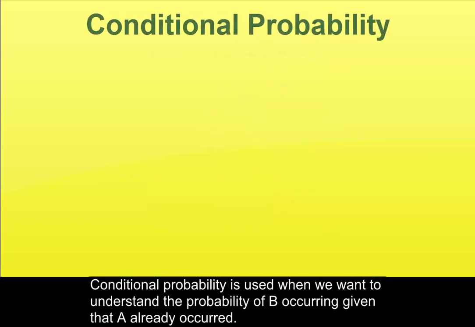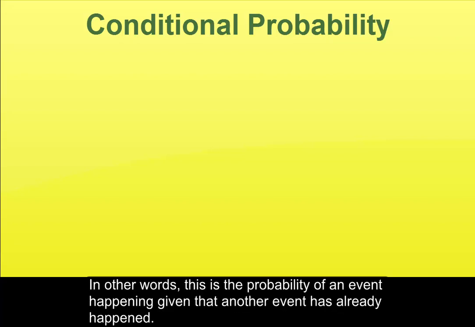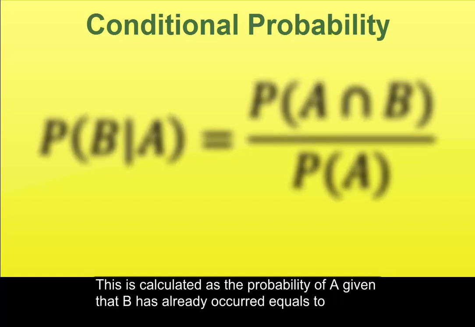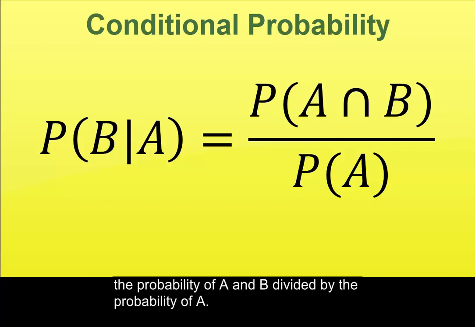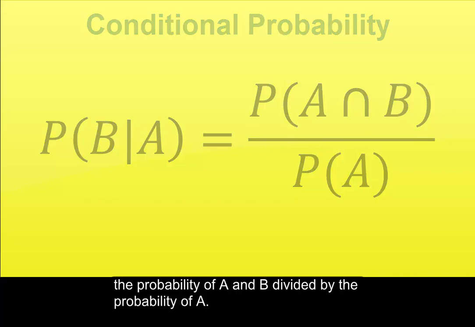Conditional probability is used when we want to understand the probability of B occurring given that A already occurred. In other words, this is the probability of an event happening given that another event has already happened. And this is calculated as the probability of A given that B has already occurred equals the probability of A and B divided by the probability of A.